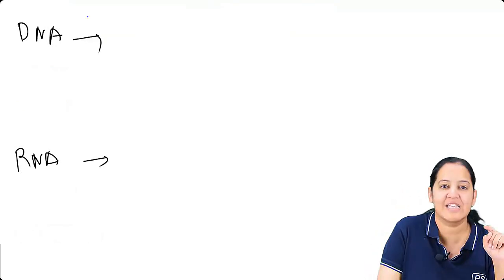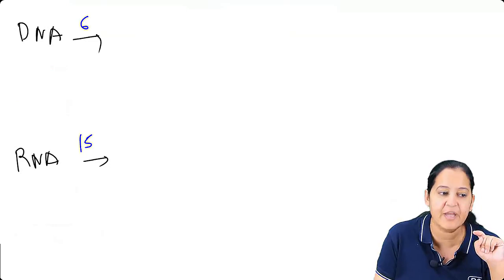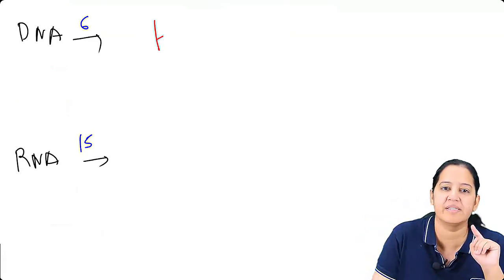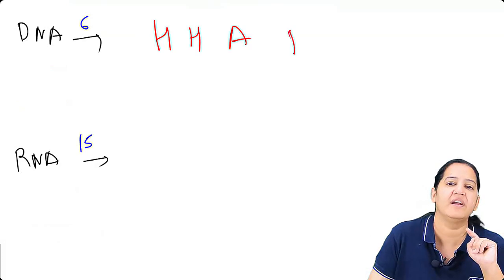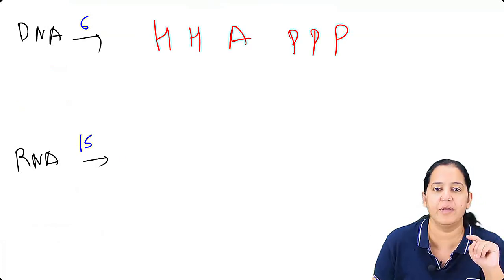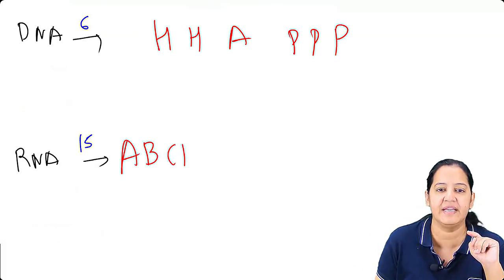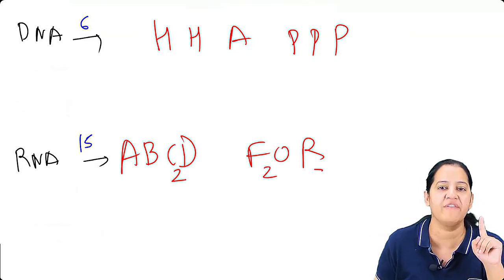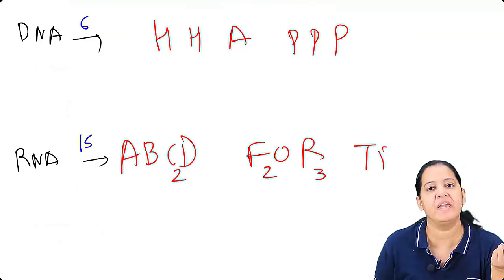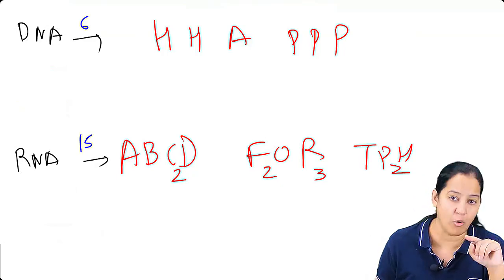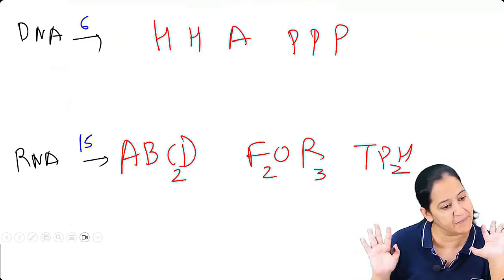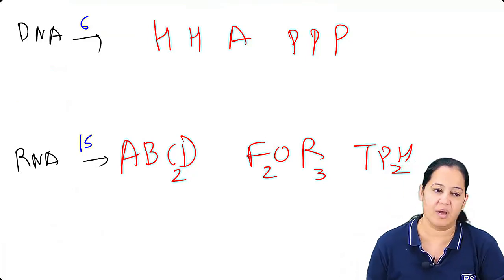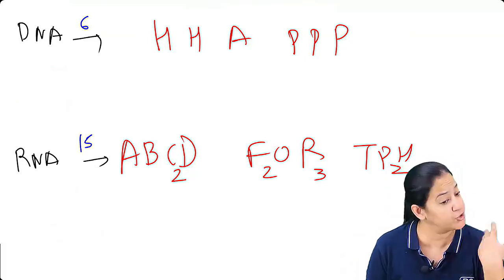Tell me how many families we have: 6 families of DNA and 15 families of RNA. First, say the name of the family. Here the mnemonic is double H A triple P, and here the mnemonic is ABCD, 2 C, 2 F, 3 R, and TPH. Count, they are 15. You have to learn this mnemonic and the full form. If you can't learn it, nothing ahead will make sense.